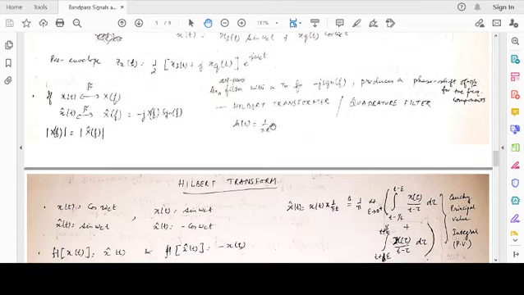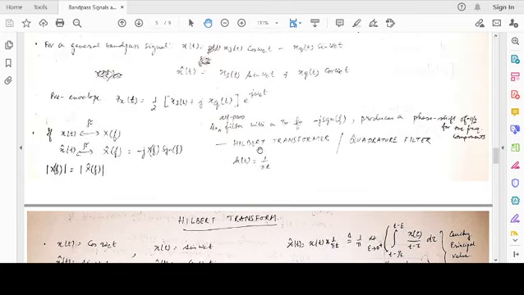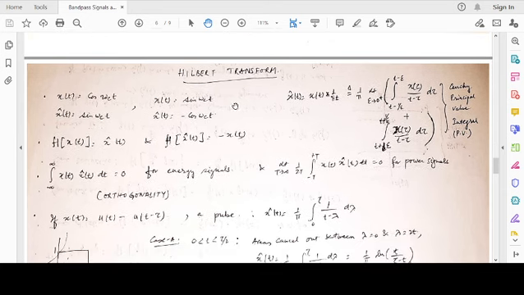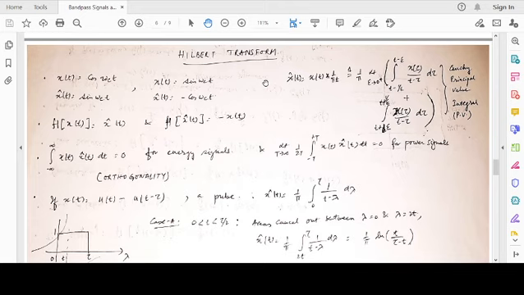So this gives us the motivation for the Hilbert transform. Now we'll study some of the properties of the Hilbert transform. Again, the strict definition of the Hilbert transform: the Hilbert transform of x(t) is x cap(t). So x cap(t) is basically x(t) convolved with 1 by pi t, which is 1 by pi, limit epsilon tends to 0 plus.